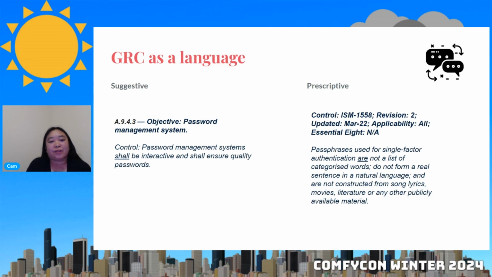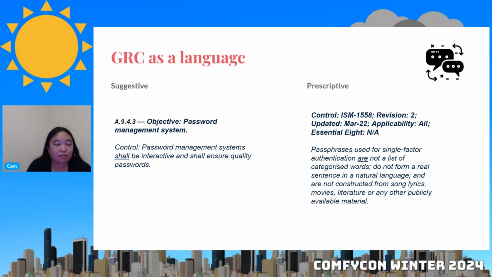What you'll find though is when you're looking at GRC, there are different ways that risk is applied, based on different standards or controls. So here are just two examples from some of the most common risk frameworks that you'll see out in the wild. On the left-hand side, you'll see something from ISO 27001. In this case, we're talking about passwords. On the right-hand side, you'll see something from the ISM, the ASD Information Security Manual.